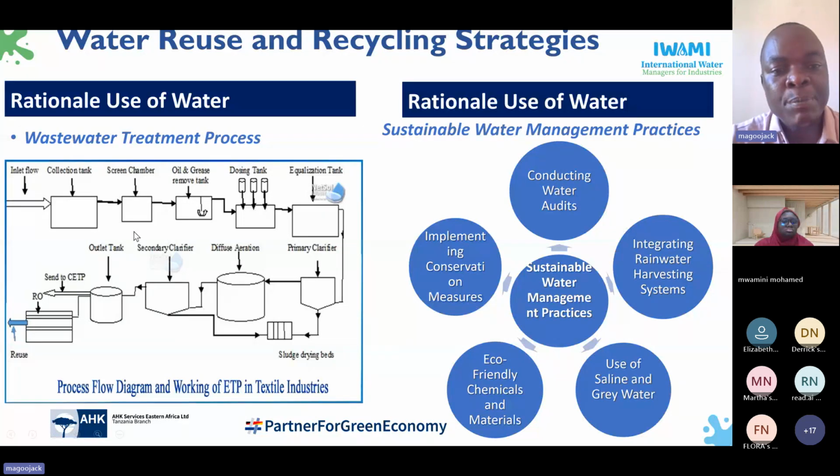But the general setup is like this: you have the collection tank, then you go to the screen chamber. For industries that produce a high amount of oil and grease, you should have a tank that can remove them, then dosing for coagulation and equalization tanks for flocculation. And then you go down, you will find a step where you also need to remove some of the suspended particles by what we call filtration. Then here you can go for aeration and the secondary clarifier.